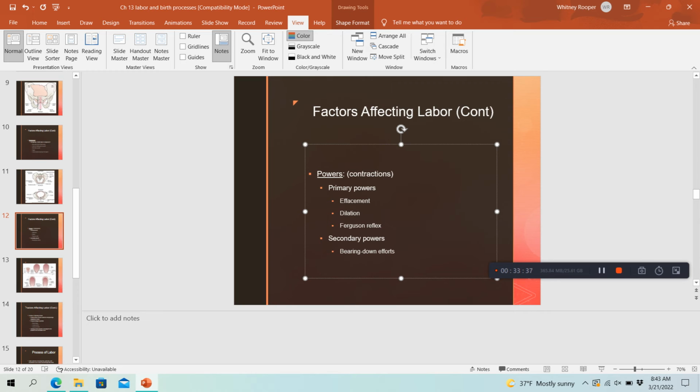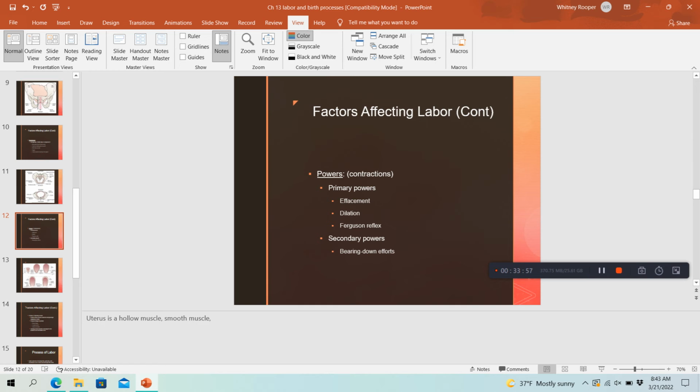So the uterus is a muscle. It's a hollow muscle, right? It's holding the baby inside. It's a hollow muscle, and muscles contract. And this is a smooth muscle, obviously. You have no power over your uterus to contract or not contract. The powers are the contracting of the uterus.